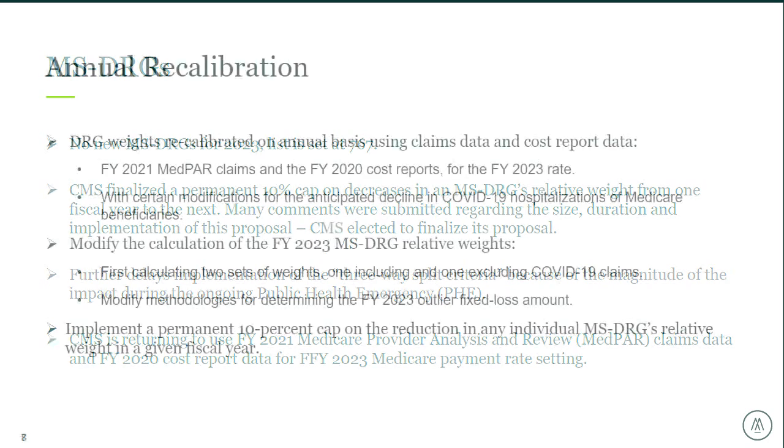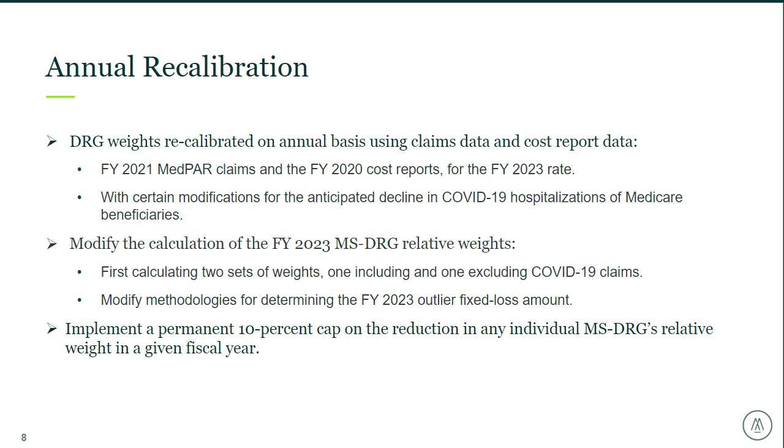In terms of the DRG weight recalibration, CMS has proposed and ultimately elected to use the 2021 MedPAR file for claims in the 2020 cost report file to sort of set the rates for 2023 with what they described as certain modifications related to COVID. Specifically, basically calculating two sets of weights, one with and one without COVID claims, and then blending those together, and then further modifying how they were going to determine the outlier fixed loss threshold amount, which we'll talk about on another slide. And again, just to reiterate, CMS did implement a permanent 10% protection against reductions in weight.